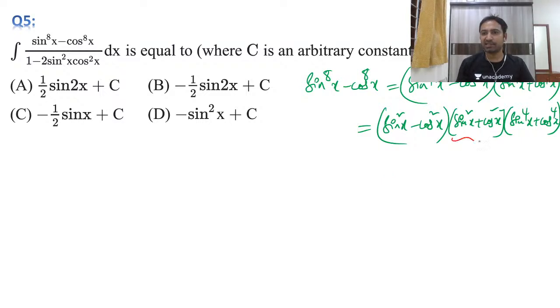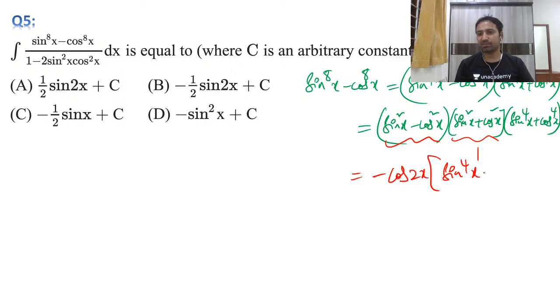But see, this part is anyway 1, right? Sin square x plus cos square x is 1. Now tell me, guys, the remaining part we can write here. This is minus cos 2x. So I can write it as minus cos 2x into sin power 4x plus cos power 4x. So this is the numerator.